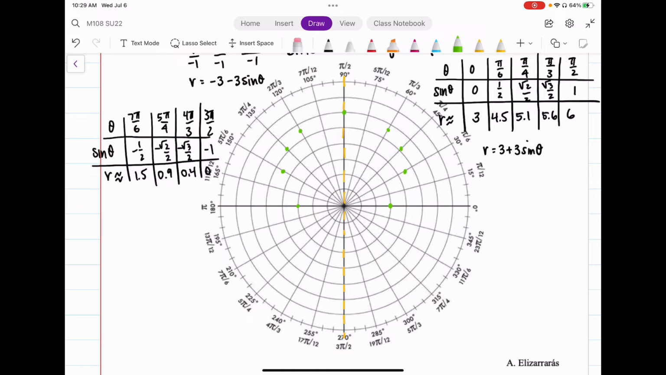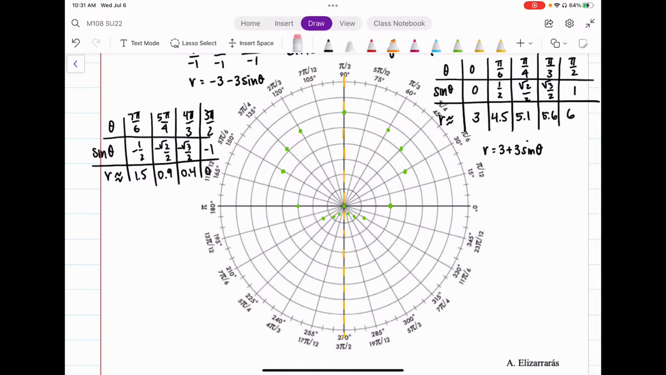At 7 pi over 6, we're at 1.5, just in between circles 1 and 2. I'm going to mirror that at 11 pi over 6 as well. At 5 pi over 4, we're at 0.9, so just shy of the one circle. I'm going to mirror that at 7 pi over 4 as well. At 4 pi over 3, we're at 0.4, so in between the origin and the circle 1, which I'm going to mirror at 5 pi over 3. And then at 3 pi over 2, we're at the origin.